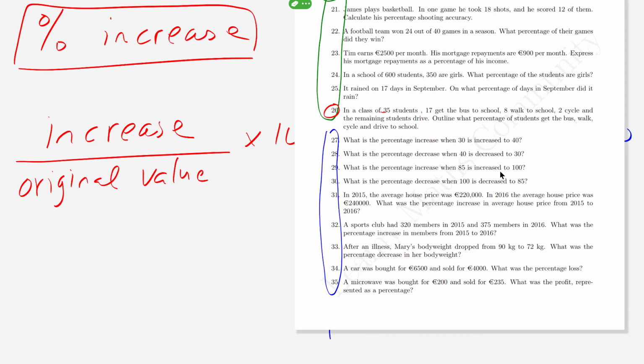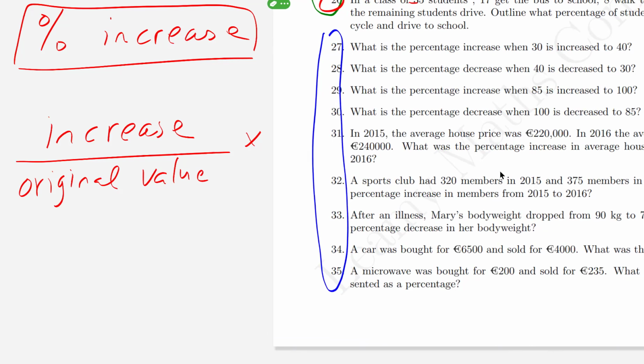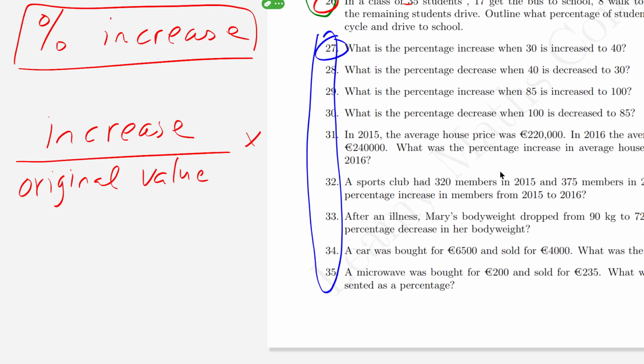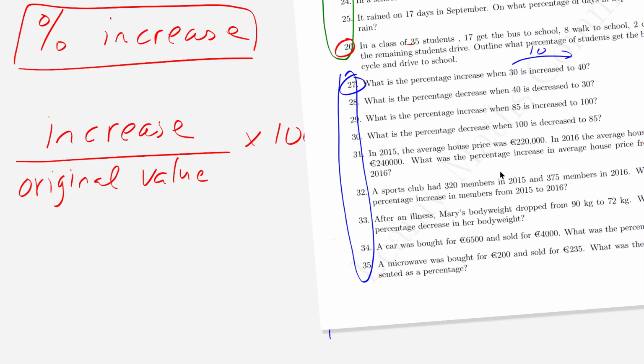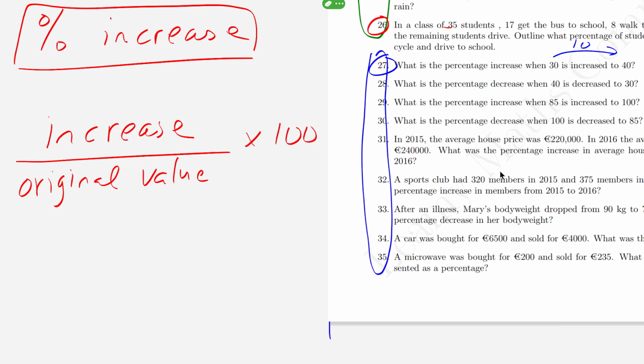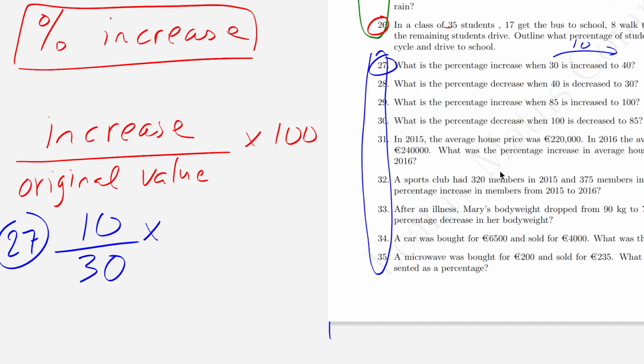So let's say I did question 27 here, okay? Question 27. What's the percentage increase when 30 is increased to 40? So the increase there was 10. If I go from 30 to 40, the increase is 10. So my percentage increase, you have the formula here, is the increase, 10, divided by the original value. The original value was 30. I started with 30, and then times 100. And then the calculator does that for you. So that's 33.3% is the percentage increase.